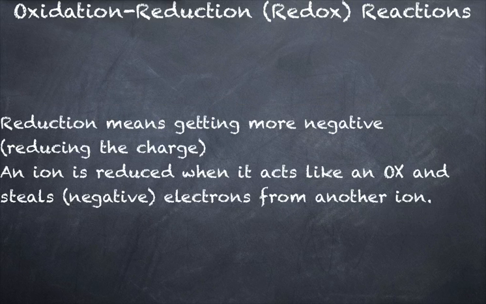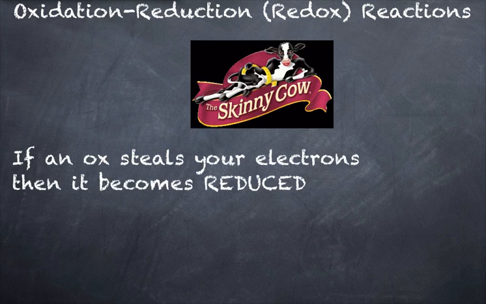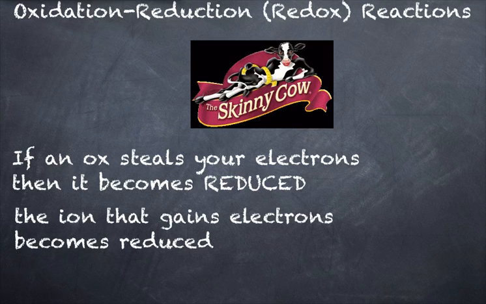So reduction means getting more negative, so reducing the charge. So you can think of it when an ox steals your electrons. Okay, when an ox steals your electrons, then that ox now has more negatives, and so the ox is reduced. So I have the skinny cow here. So if an ox steals your electron, then it becomes reduced. The ion that gains the electrons becomes more negative, and that more negative means reduced.